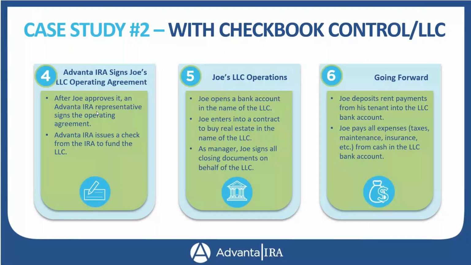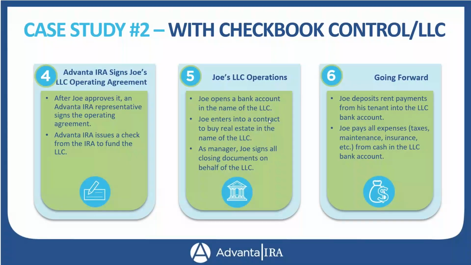So Advanta IRA signs Joe's operating agreement after reviewing it. He's going to read and approve it through DocuSign again to make sure that we know for sure that he has reviewed it all, especially if it's coming from a third party, for example, an attorney that put it together for him. He can sign as the manager if he chose to be the manager of that LLC, and then we will fund the bank account.